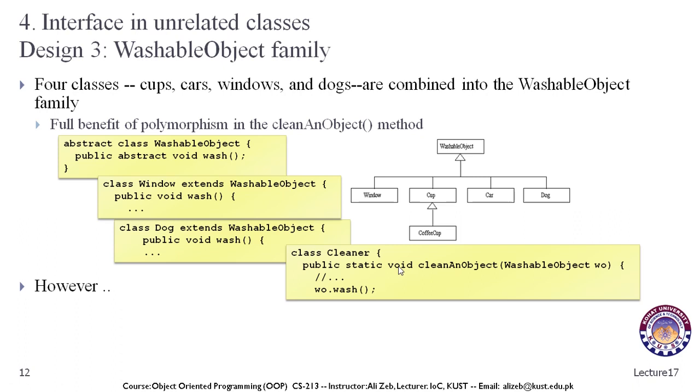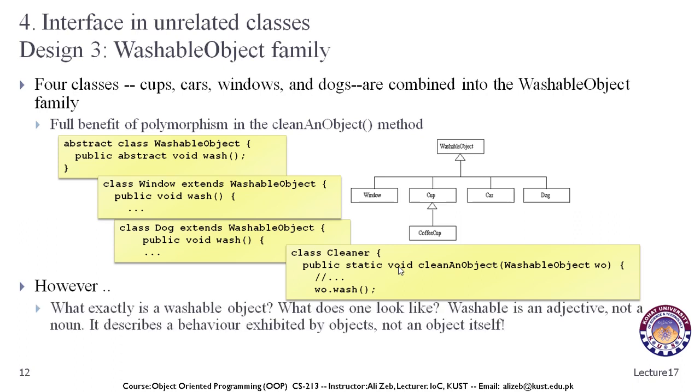However, something is not clicking over here. It doesn't seem to make sense that washable object is used as a name of the class, since by definition we said that our classes can be nouns. Those are objects, and a class is kind of a framework for an object. Now, what exactly is a washable object? What does one look like? Washable is an adjective. It's not a noun. It describes a behavior exhibited by objects, not an object itself. So this does not make sense.